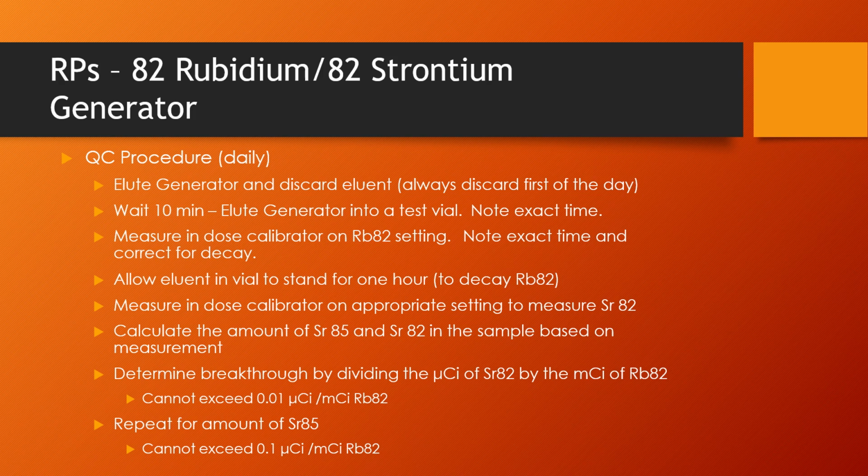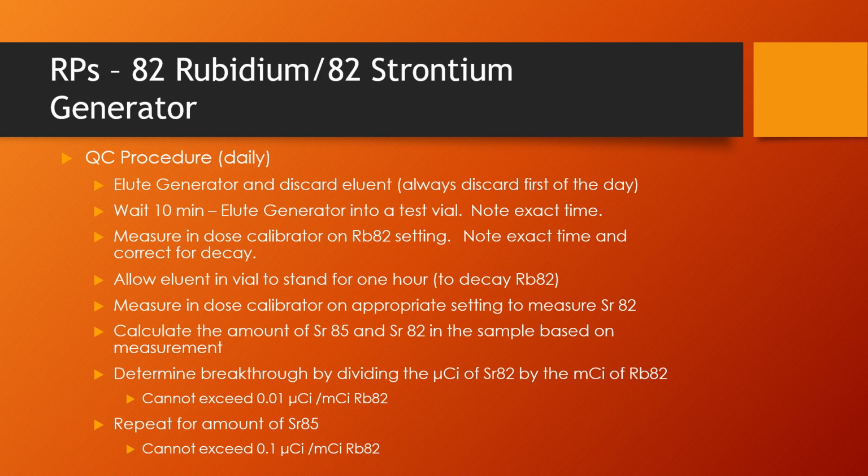It will tell you the fraction or proportion of strontium versus rubidium that's in it, based on the total activity that came through and what was recorded in the dose calibrator. So it's a lot easier now. Instead of waiting 10 minutes, you wait about 3.5 minutes, and then you just plug in the number that was on the dose calibrator into the cart.